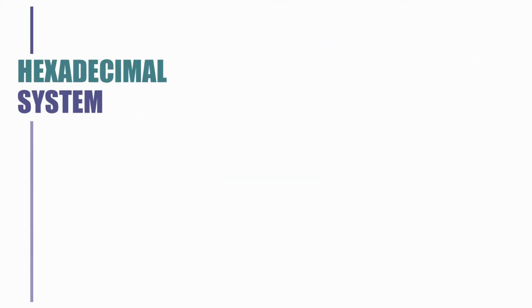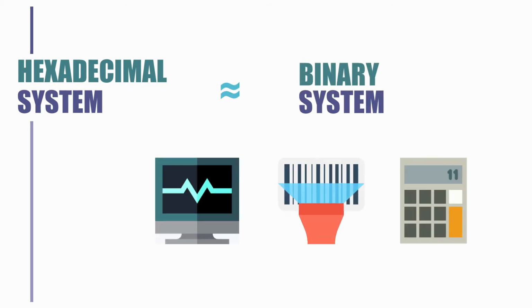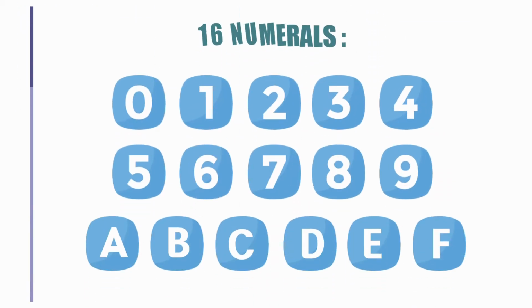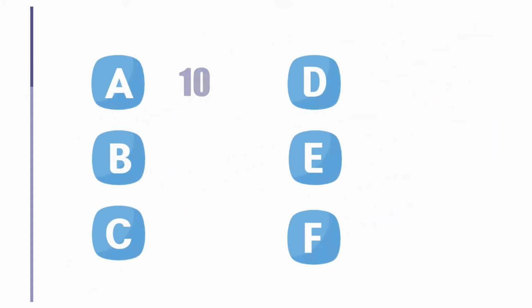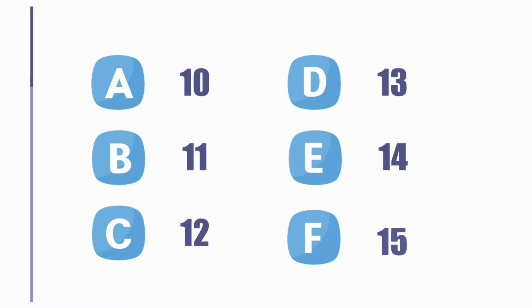Similar to the binary system, the hexadecimal system is also used in computers. It consists of 16 numerals, 0 to 9, and A to F. The values of numerals A to F are as follows. A is 10, B is 11, C is 12, D is 13, E is 14, and F is 15.